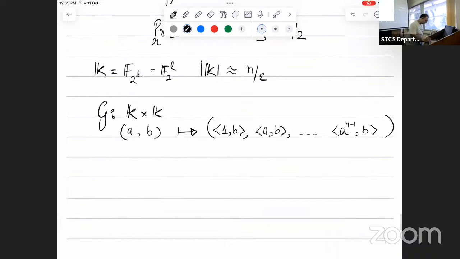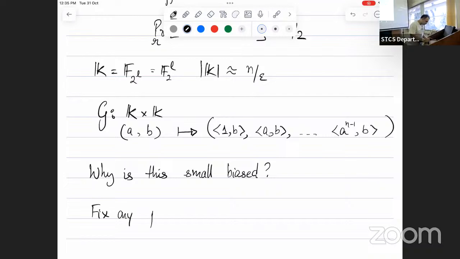Now the question is, why is this small biased? Okay. Now let's fix a parity.